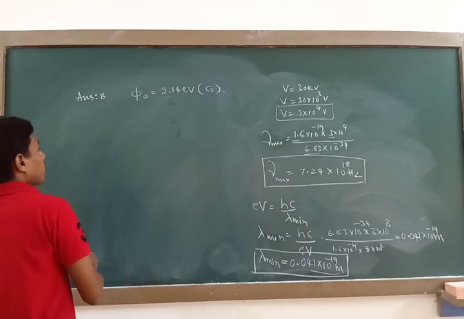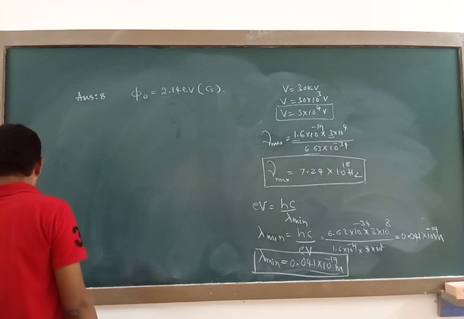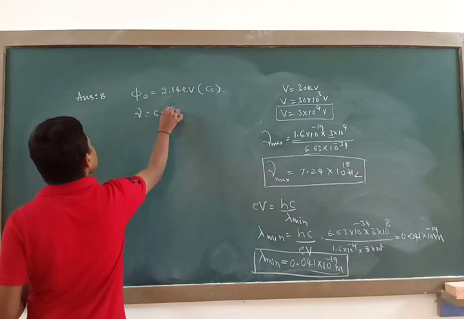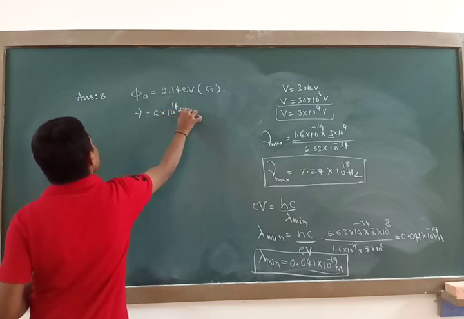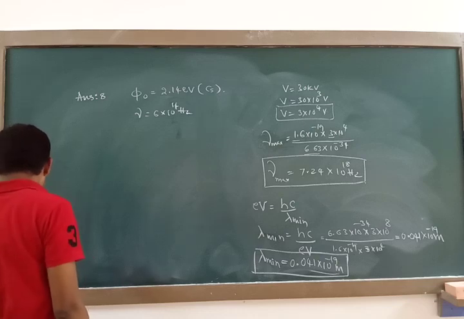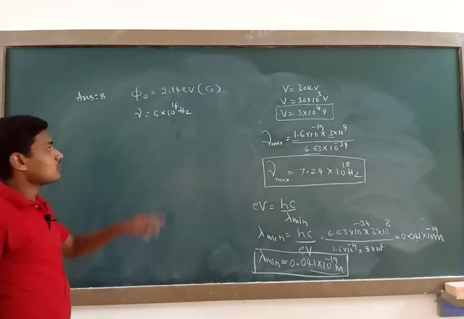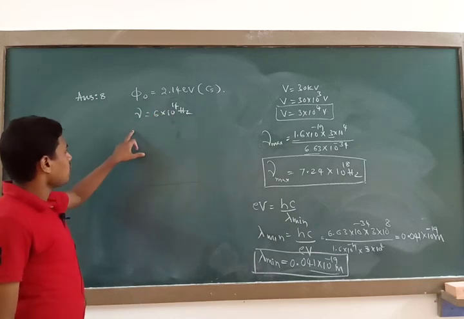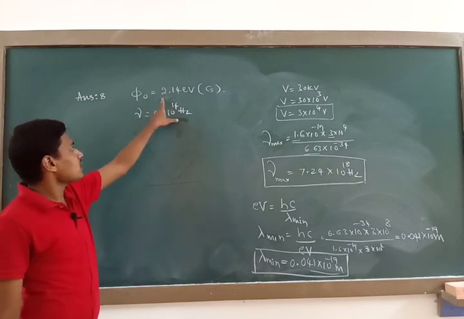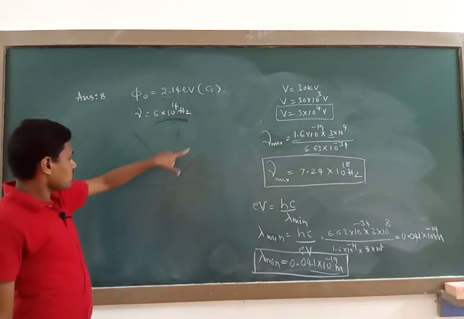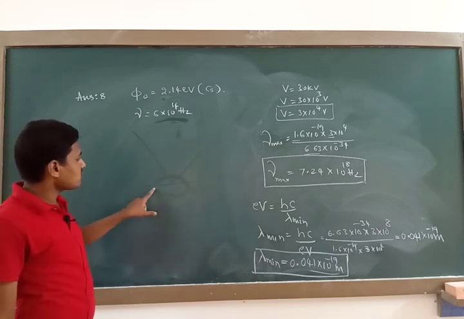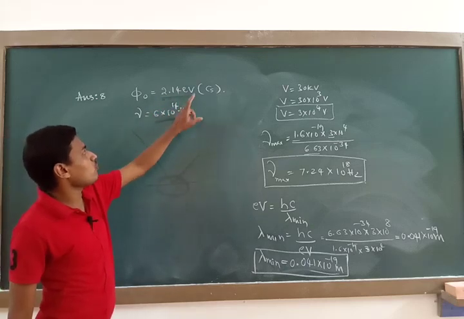When light of frequency 6 into 10 raised to 14 hertz is incident on the metal surface, then photo emission of electrons will occur. Obviously, there is a cesium metal surface. On this I am going to make a radiation of this frequency incident, then electrons will be ejected. Photo emission will take place, and the minimum energy required for this surface to give the electron is 2.14 electron volt.